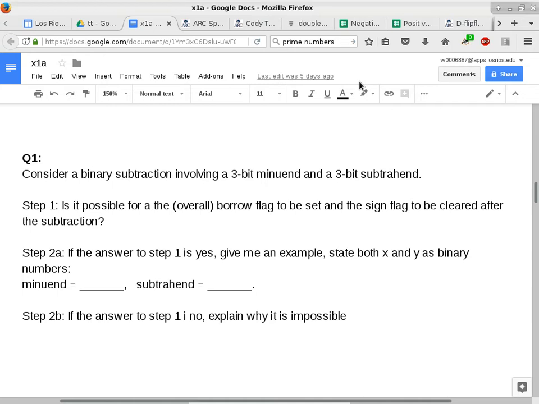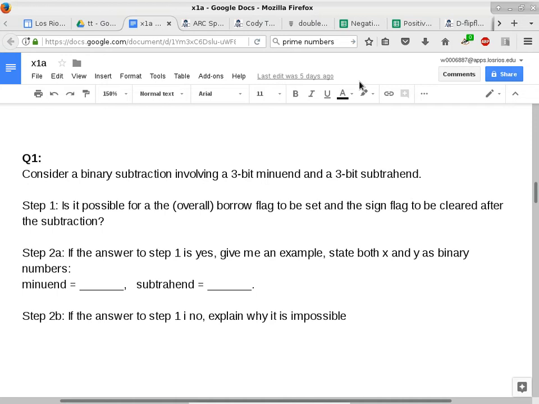Because the confusing part, or the seemingly confusing part, of this particular question is that borrow means the minuend is less than the subtrahend if the borrow flag is set. But it seems like it's the same thing for the sign flag, okay? The sign flag is set if the minuend is less than the subtrahend. So it seems to be contradictory. How can one be set and the other one be cleared?